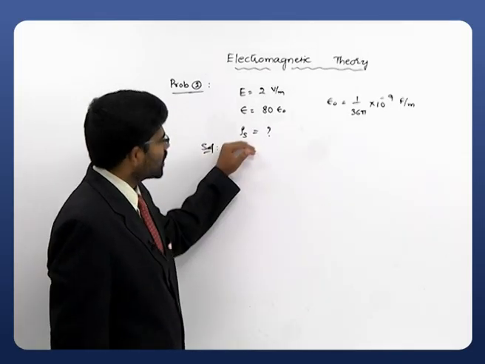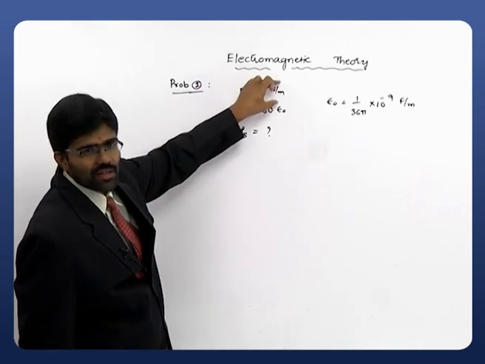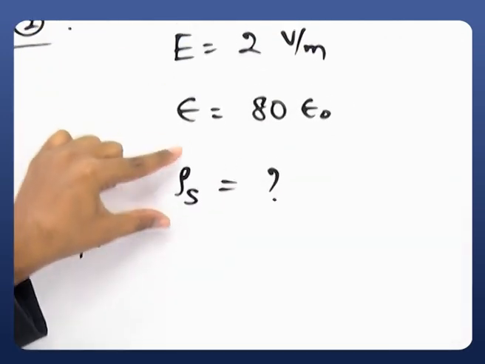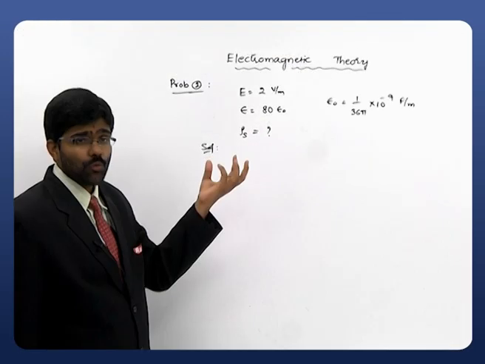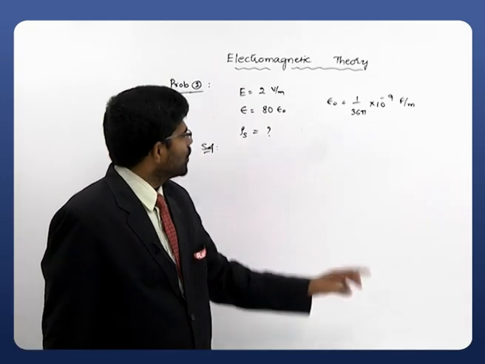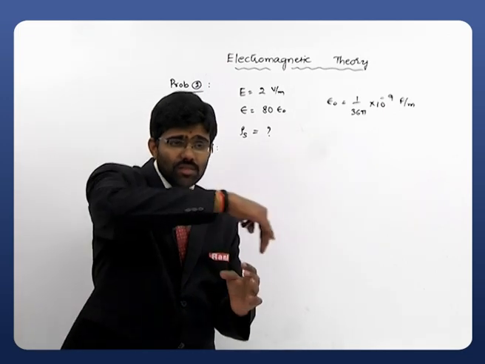Just observe what is the given data. The electric field intensity is given as 2 volt per meter for a conductor, and epsilon is equal to 80 epsilon naught, and we require the surface charge density when that particular material is immersed in water, right? So whenever it is immersed in water, what we require is the surface charge density, how much charge will appear on the surface.